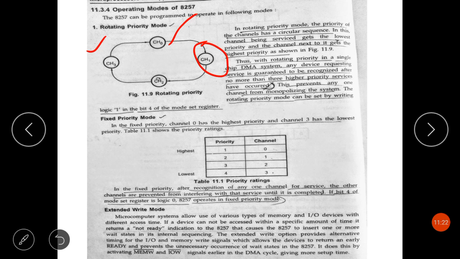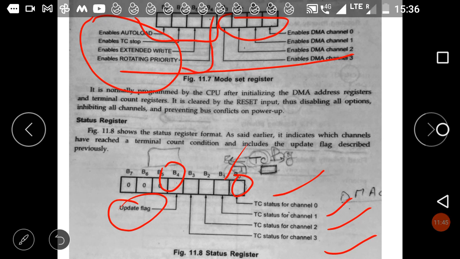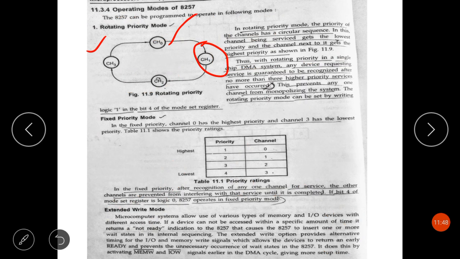So every channel will get a chance, and it will prevent any one of the channels from monopolizing the system. The rotating priority mode can be set by writing logic 1 in bit 4 of the mode set register. As I've told you, this is the format for the mode set register, and if bit 4 is 1, then the 8257 will work in rotating priority mode, and if it is 0, then it will work in fixed priority mode.